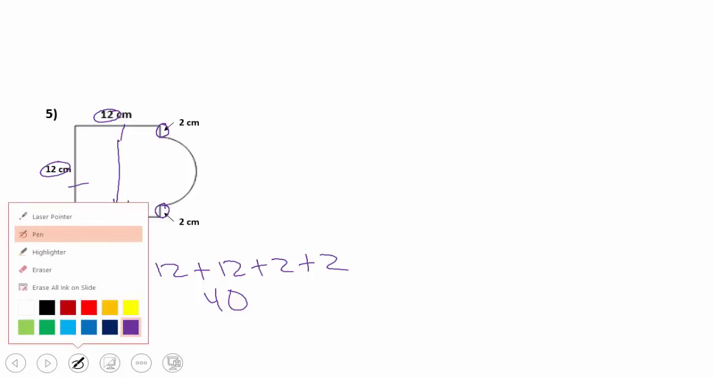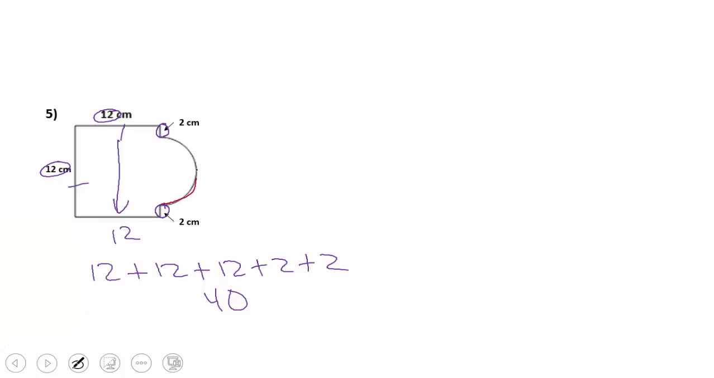Now we have to do that semicircle. And to get that, we're going to use our circumference equals pi times the diameter. We only want half. We're going to divide by 2. So now I have to find, what is this diameter here?